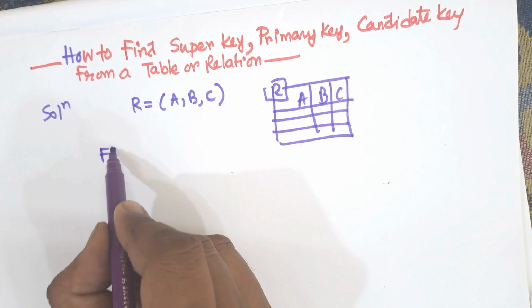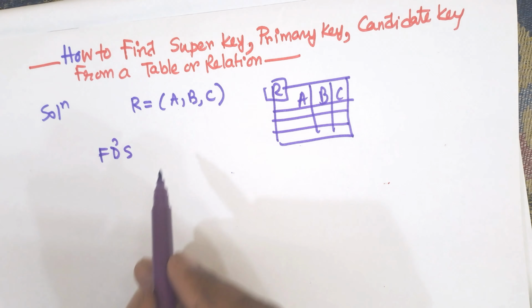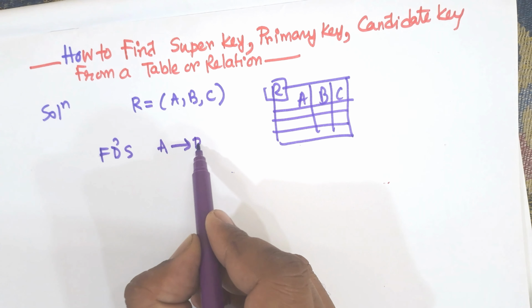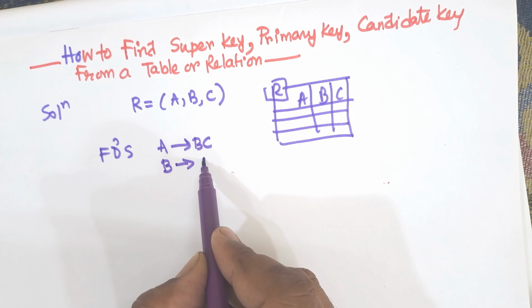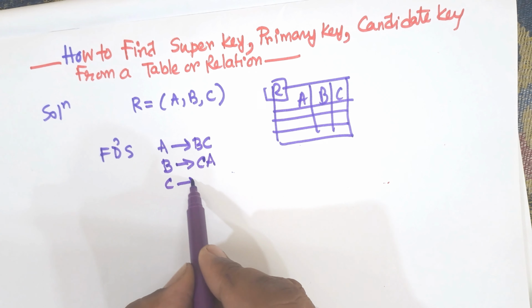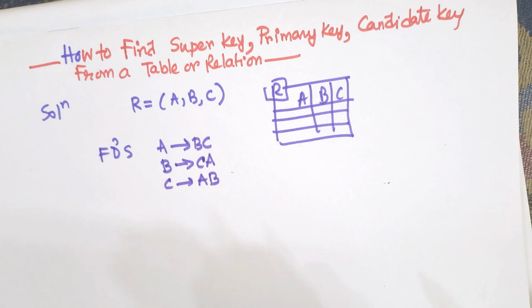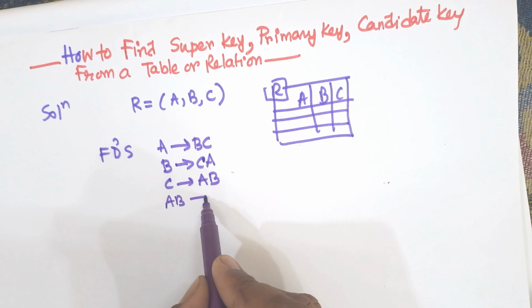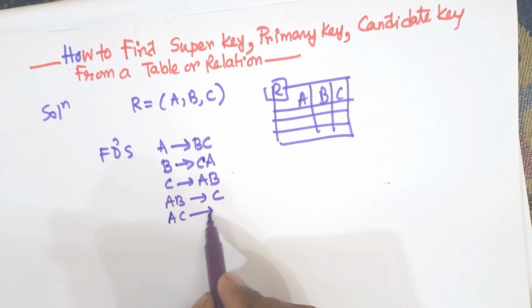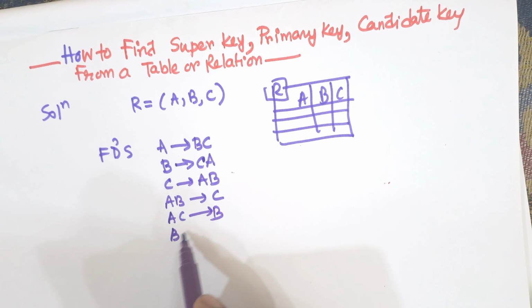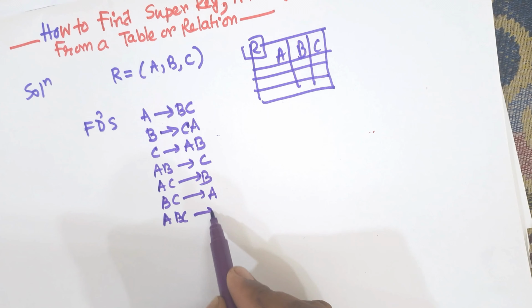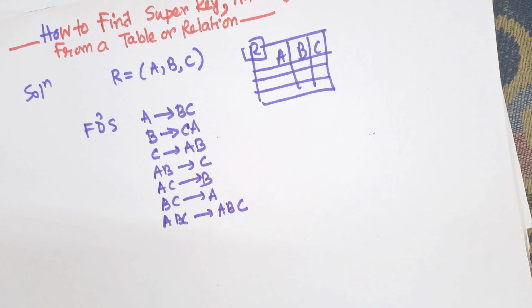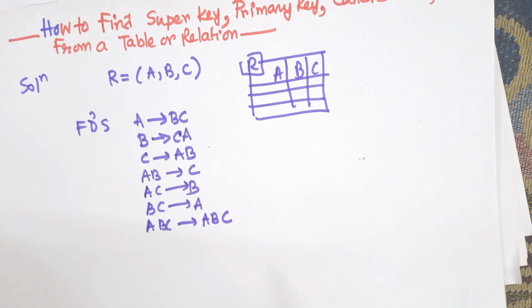Functional dependencies, FDs. What are the possible FDs? We can easily determine A to BC, B to CA or AC, C to AB. A can determine BC, B can determine CA, C can determine AB. Similarly, AB can determine C, AC can determine B, BC can determine A. Now, ABC can determine ABC. So these are the possible functional dependencies from the above table.